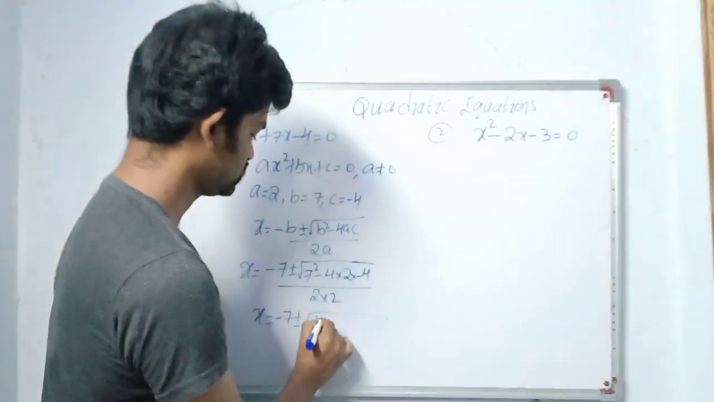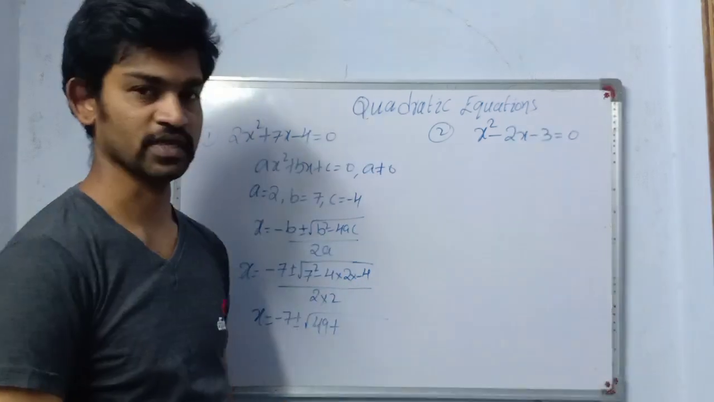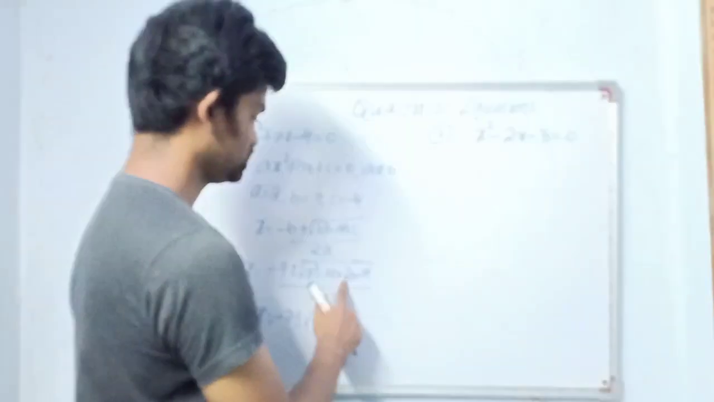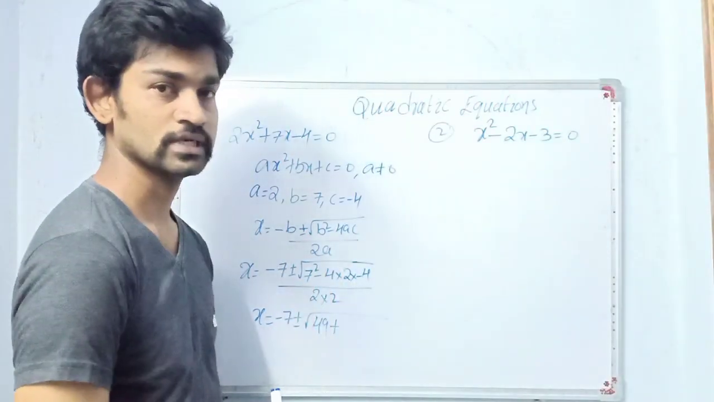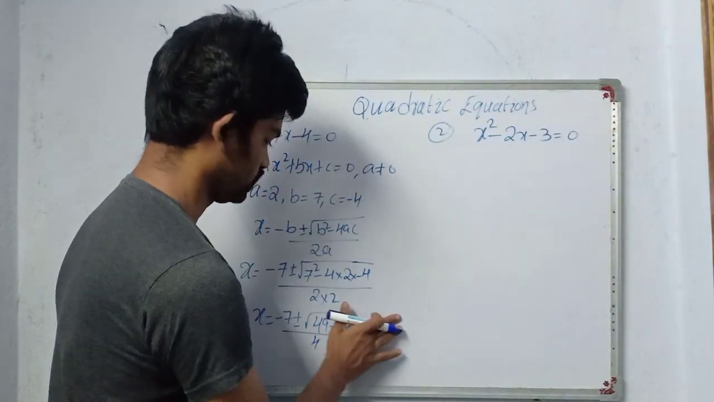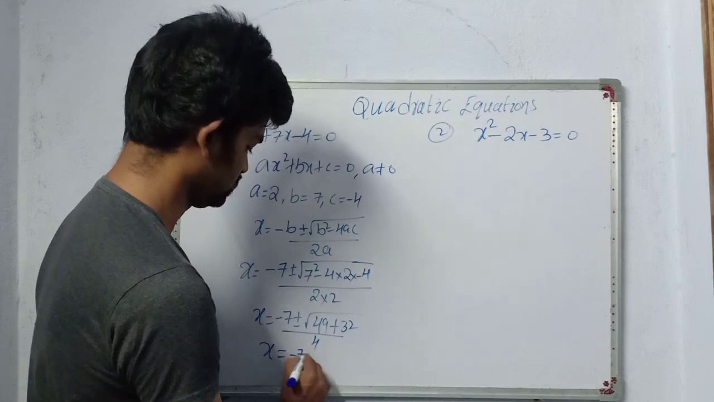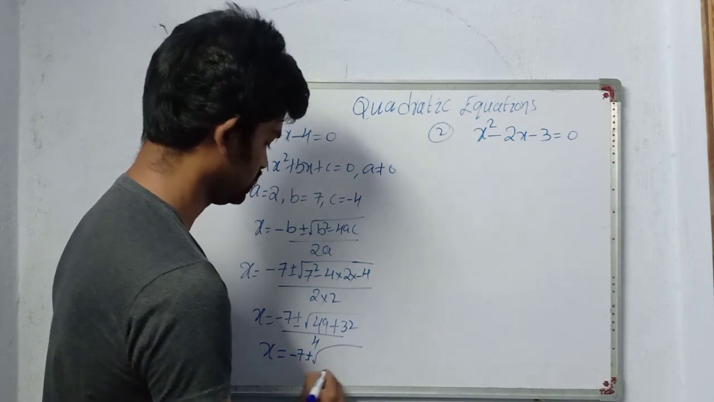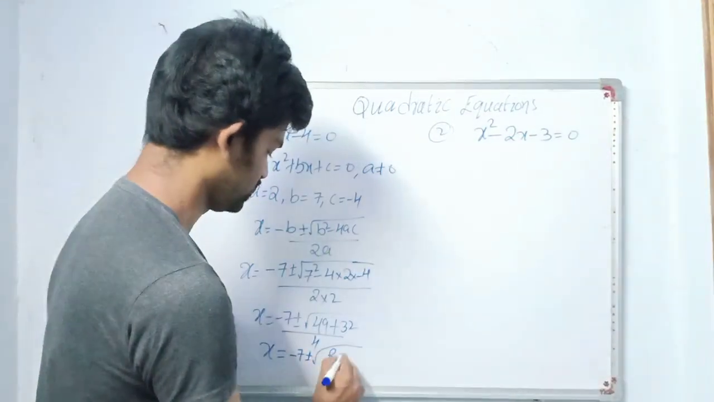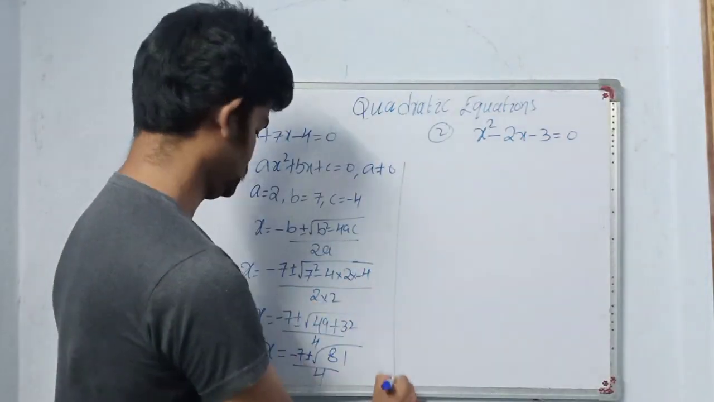7 square is 49, minus of minus is plus. Okay, 4 4s are 16. 16 plus 16 into 2, 32. So write 32 here divided by 4. Now just calculate this. Minus 7 plus or minus root over 49 plus 32 is 81 divided by 4. Okay, remaining part I will do here.